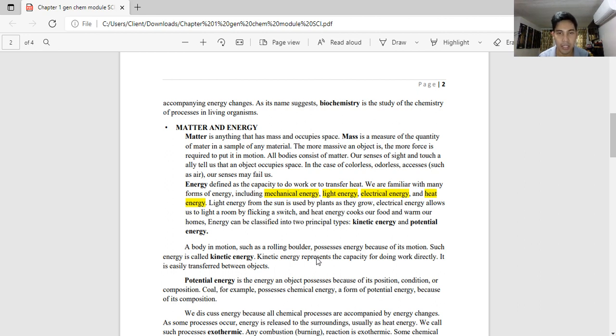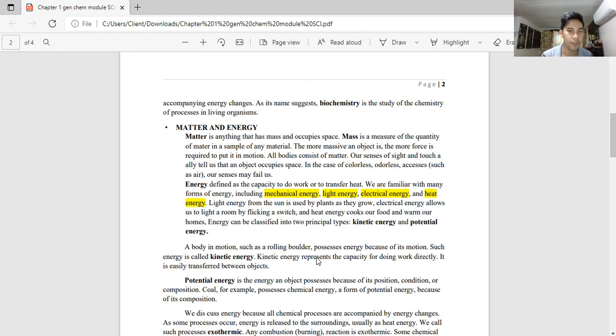The more mass an object has, the more force is required to put it into motion, or para i-move mo siya. All bodies consist of matter. Our senses of sight and touch tell us an object occupies space. In the case of colorless, odorless gases such as air, our senses may fail us. For your air, it is very light. It is not visible sa aton nga naked eye. So, hindi tayo makabalaan kung ano ang iyang mass.